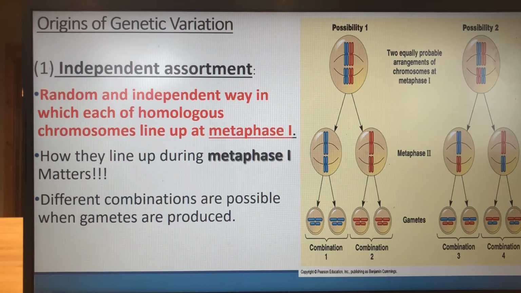All right. So again, it's random and independent. So this occurs at metaphase 1. It's because there's a test question that says, when does independent assortment occur? I mean, you could say metaphase 1, you could say anaphase 1, but basically the answer is metaphase 1, and it's the first meiosis, because that's when the homologous chromosomes are separating. And how they line up matters. And however many chromosomes you've got, you've got that many different combinations.